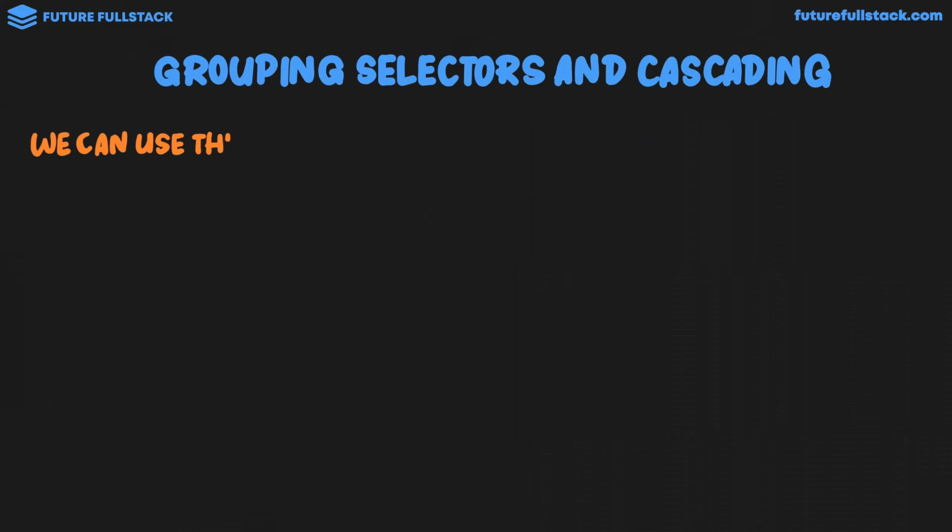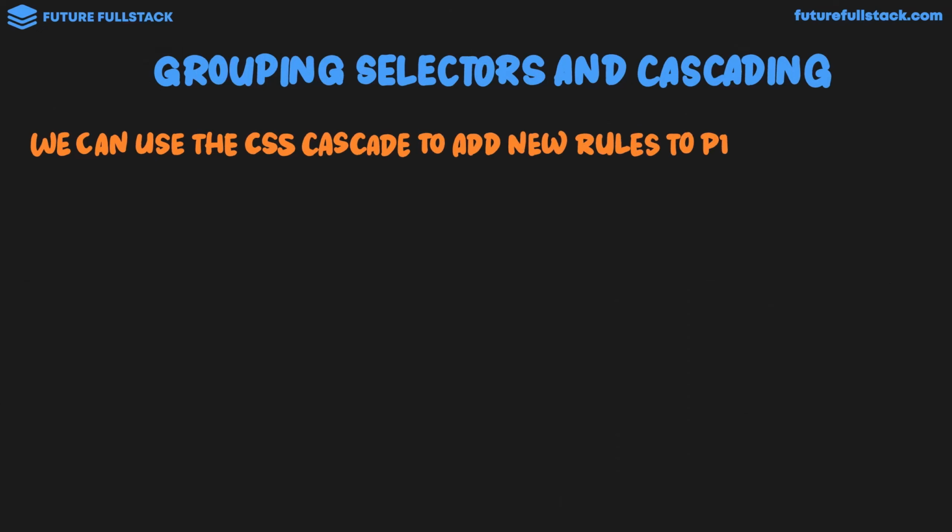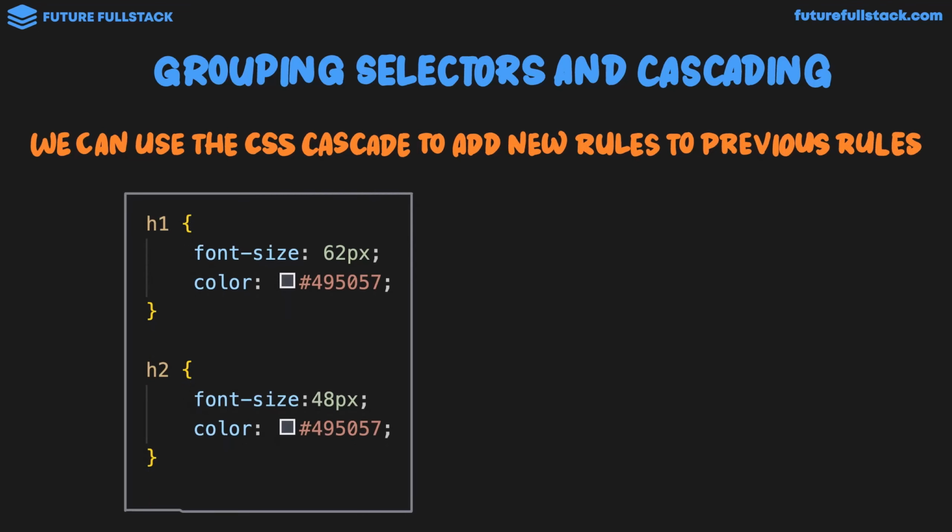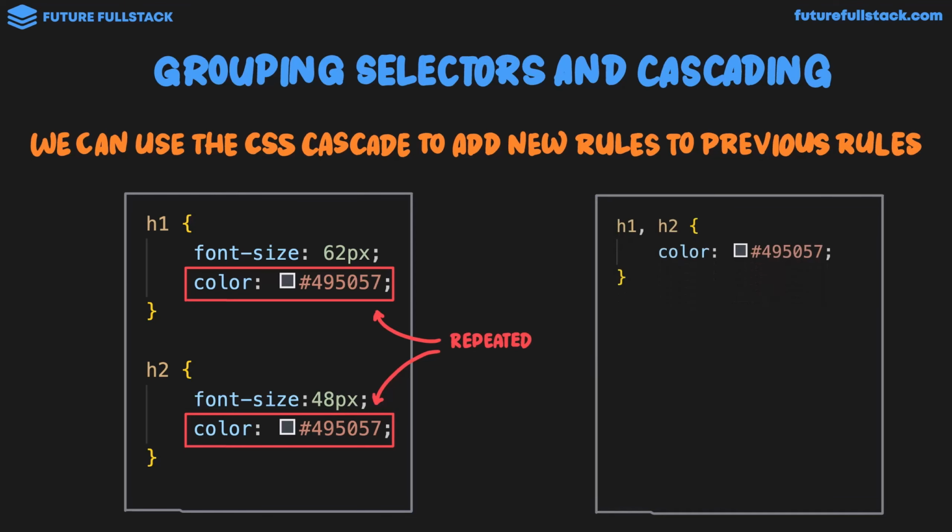We can use the CSS cascade to add new rules to previous rules. For example, the H1 and H2 here have the same color. The declaration is repeated, but the font sizes are unique. The H1 has a font size of 62 pixels, and the H2 has a font size of 48 pixels, where we have some shared styles and some unique styles. So this is how we handle it. We group together the shared styles.